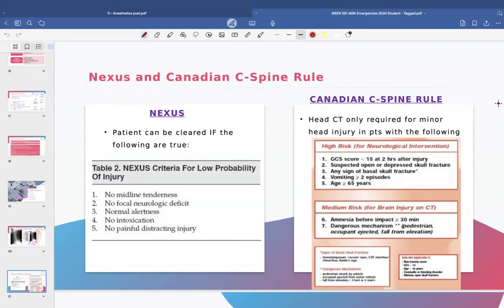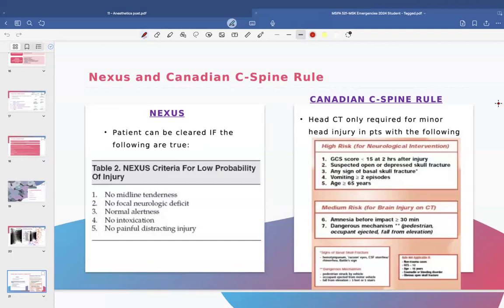Focal deficits would be like if they have weakness in one of their hands, things like that. You want to make sure that they are alert and being able to follow you. You want to make sure that they aren't drinking or having any distracting injury that can take you away from their exam. Because if their leg is ripped off, but their neck may be broken, but they're distracted by their leg being ripped off, they may say, my neck's fine, don't worry about my neck. They might still have an injury to that.